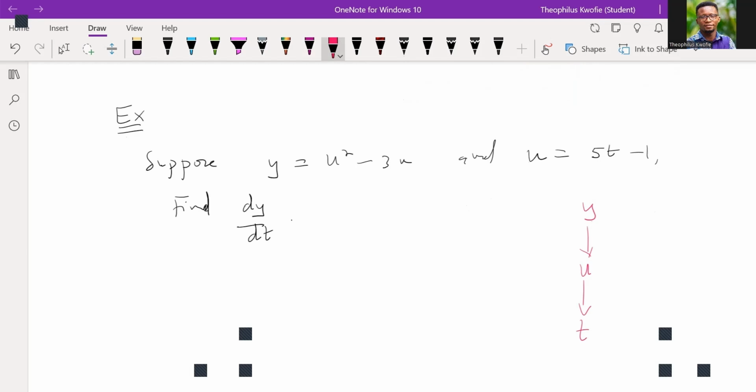It's a problem, but we are taking our time to see how best we can break down the problem so that we can find a solution. We say that y is a function of u and then u is a function of t. So y becomes like the parent, and u becomes like the main child or the firstborn, but the firstborn has a child, which is t.